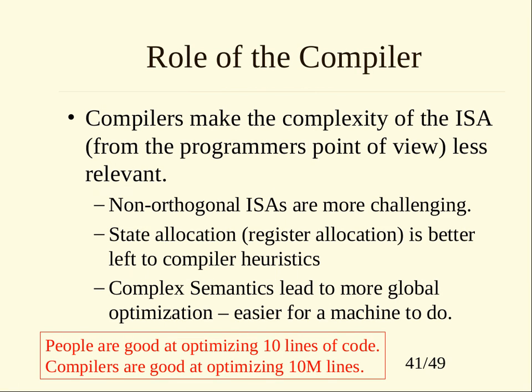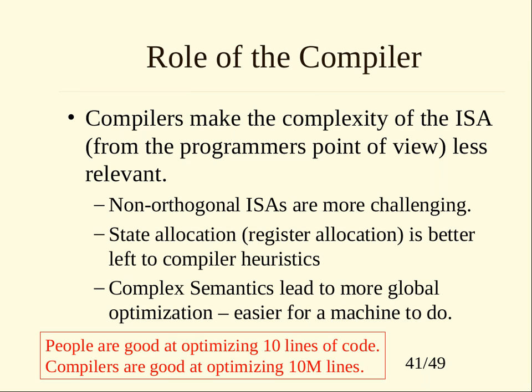Okay, role of the compiler. The beautiful thing about a compiler is it makes the complexity of the ISA we design basically irrelevant or less relevant. So the compiler takes our C code and translates it into the ISA, aka the instructions that we want. And then the assembler takes it from there. This is a good thing because a non-orthogonal ISA, aka a non-intuitive ISA, I'll just say for the sake of argument, is very challenging to use correctly when writing by hand.